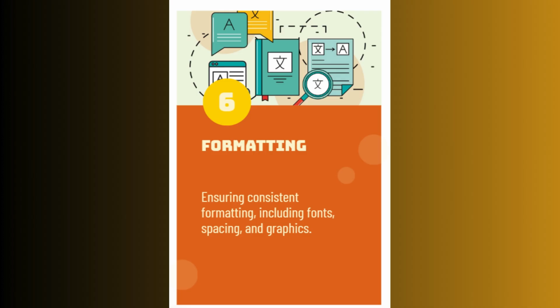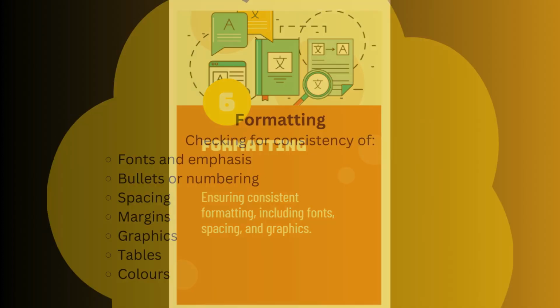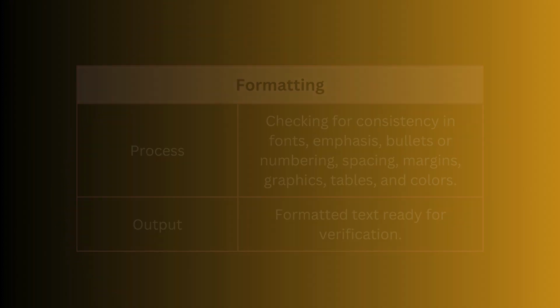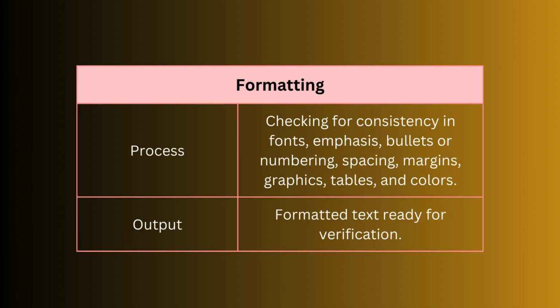Proper formatting is essential to ensure the translation not only reads well but also looks professional. This involves checking for consistency in fonts and emphasis, such as bold or italics, as well as bullets or numbering. Spacing between lines and paragraphs, margins, and the alignment of graphics and tables are also reviewed to ensure they match the original layout. Colors used in the text or graphics must be consistent with the source material, maintaining visual coherence. Good formatting enhances the readability and overall presentation of the translated text, making it more effective and visually appealing.